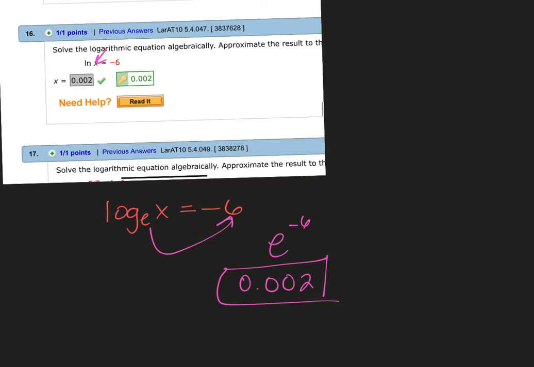Any other questions from the homework? Yeah. When I plug e to the negative 6, oh sorry. It's okay. When I plug e to the negative 6 in my calculator, I get like 2.46.